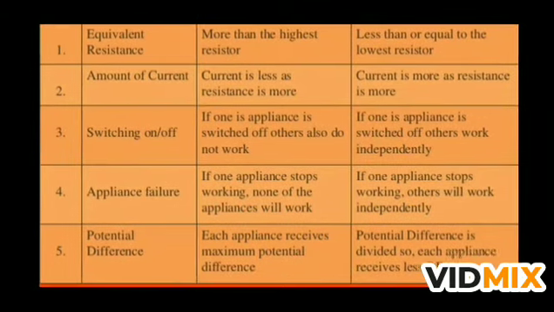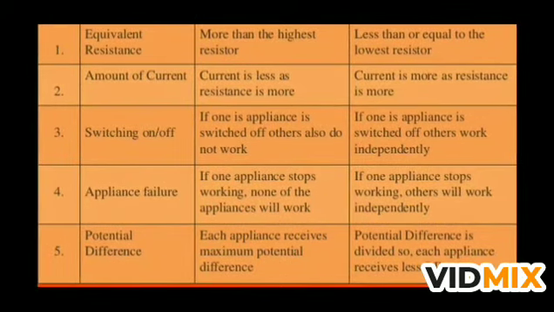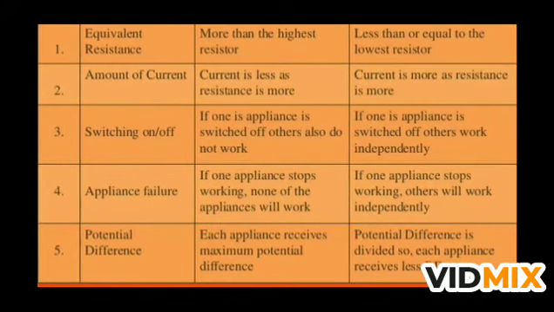Switch on off. In series, if one appliance is switched off, other also do not work. But in the case of parallel, if one appliance is switched off, other will work independently. Appliance failure. In series, if one appliance stops working, none of the appliances will work. And in parallel, if one appliance stops working, then other will work independently, as we are seeing in our houses. If you switch off your TV, then it doesn't mean that the fan and light also switch off. But if all are connected in series, then if you switch off your fan, then TV and the tube light also will be switched off.